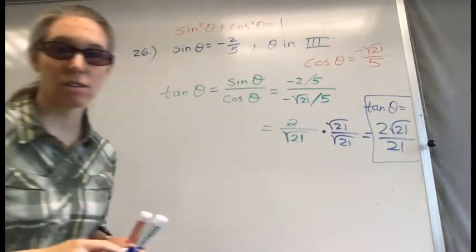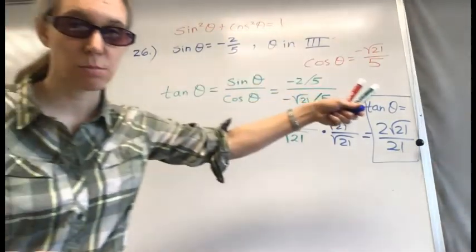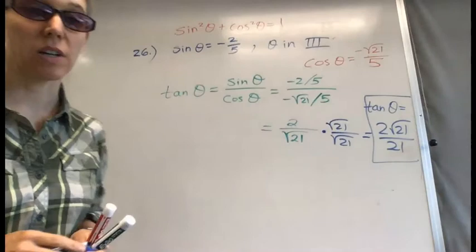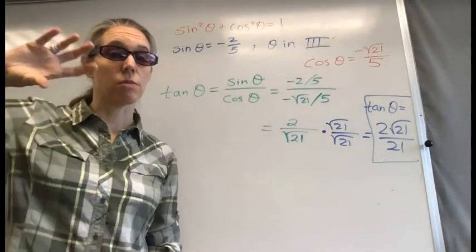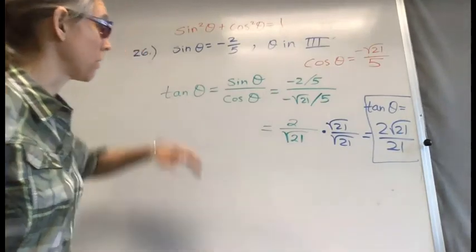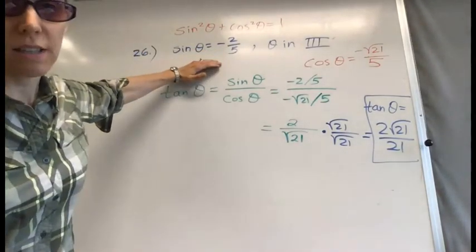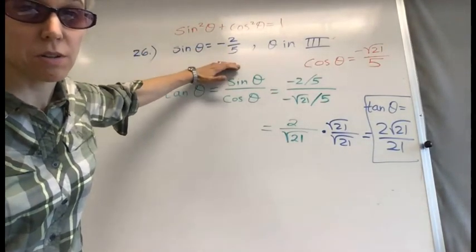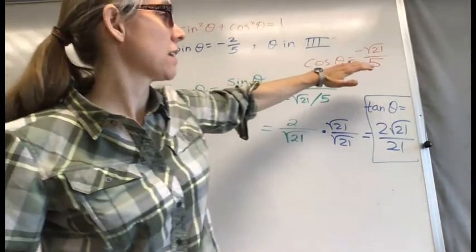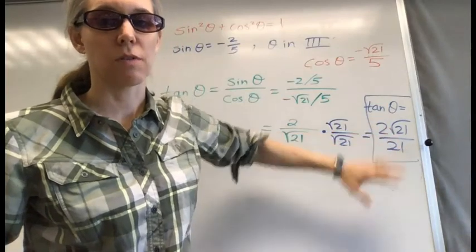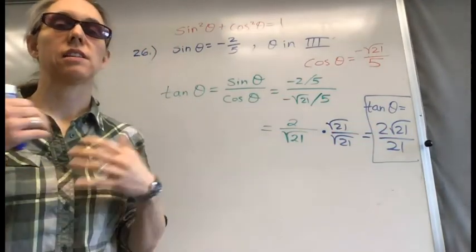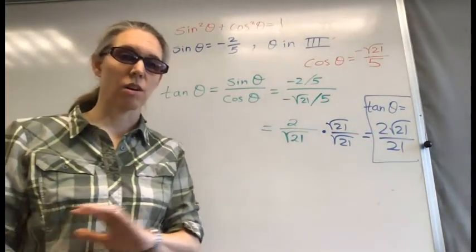So the tangent has been found, the cosine has been found, the sine we already knew. The other 3 are very easy because they are reciprocals, right? So to find cosecant, flip over this number. To find secant, flip over that number. And to find cotangent, flip over that number and rationalize any denominators, and you are done.